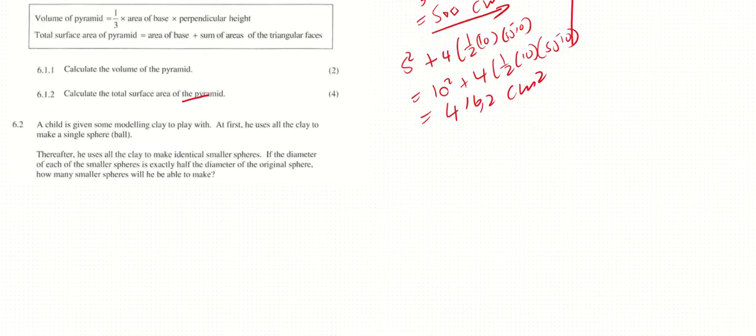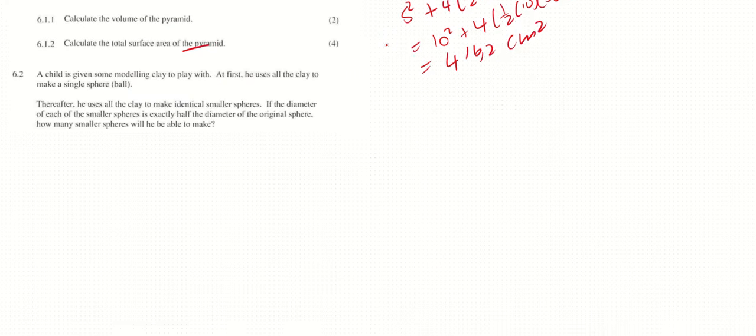Let's go to 6.2. A child is given some clay to play with. At first, he uses all the clay to make a single sphere ball. Thereafter, he uses all the clay to make identical small spheres. If the diameter of each of the smaller spheres is exactly half the diameter of the original sphere, how many small spheres will they be able to make? So what do we do in this case?